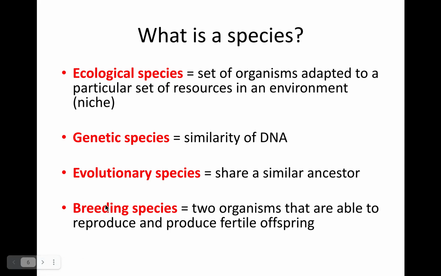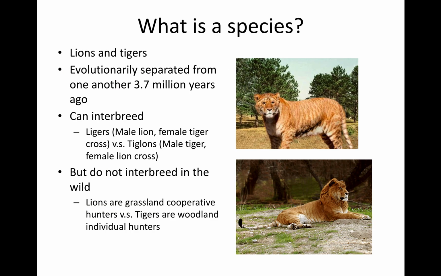This last one is usually the one we talk about, but technically we could combine all four of these and maybe make a better definition for a species to include multiple types of organisms. So for example, lions and tigers.